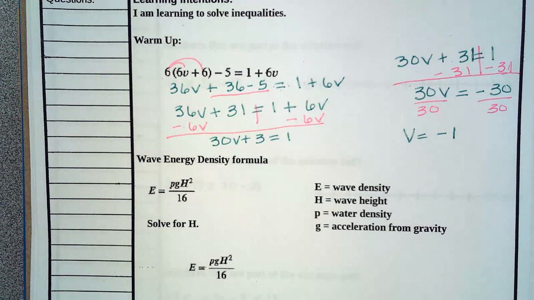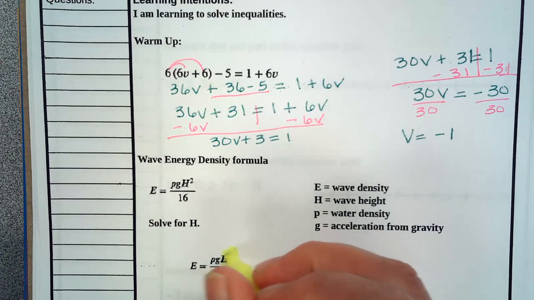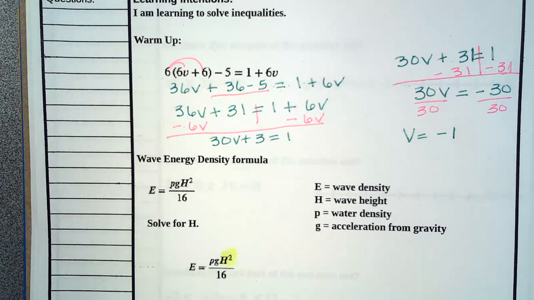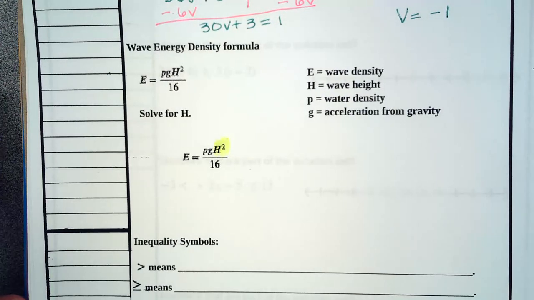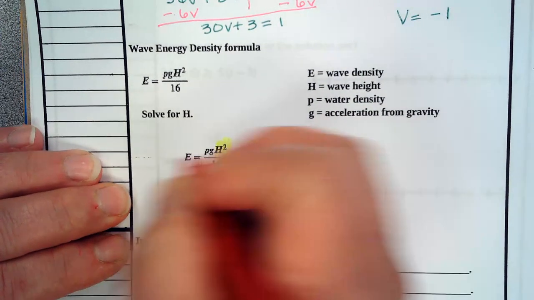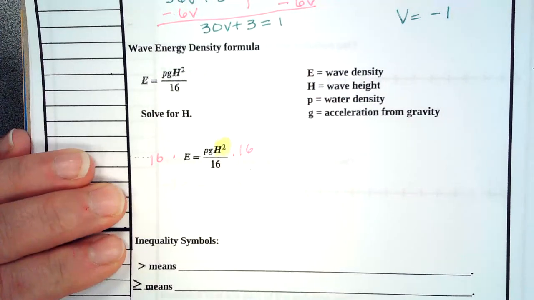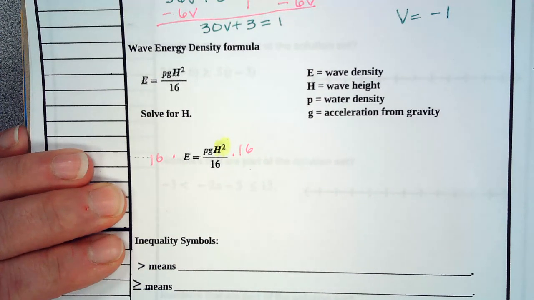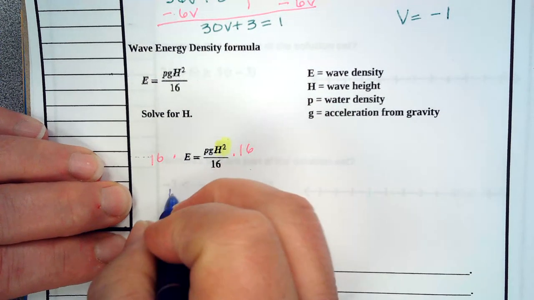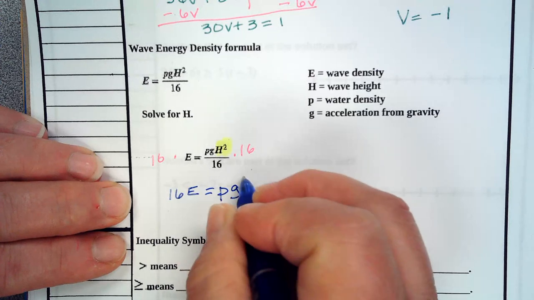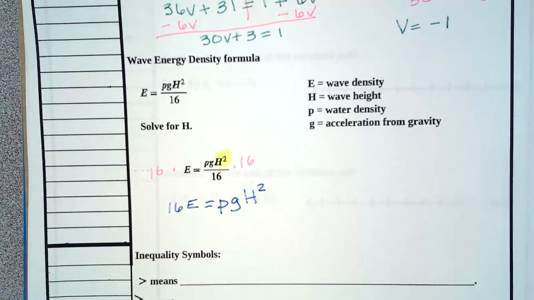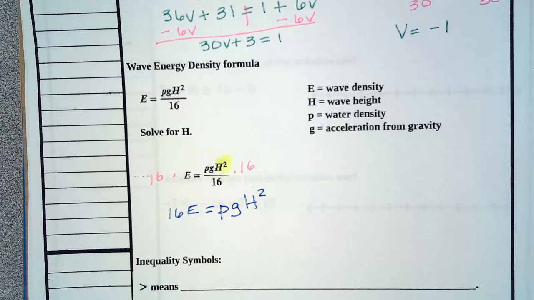Well, first thing we have to do is start undoing what's happened to it. That's what we're trying to get by itself. I have divided by 16, so I need to multiply by 16. So 16e is equal to P times G times H squared.